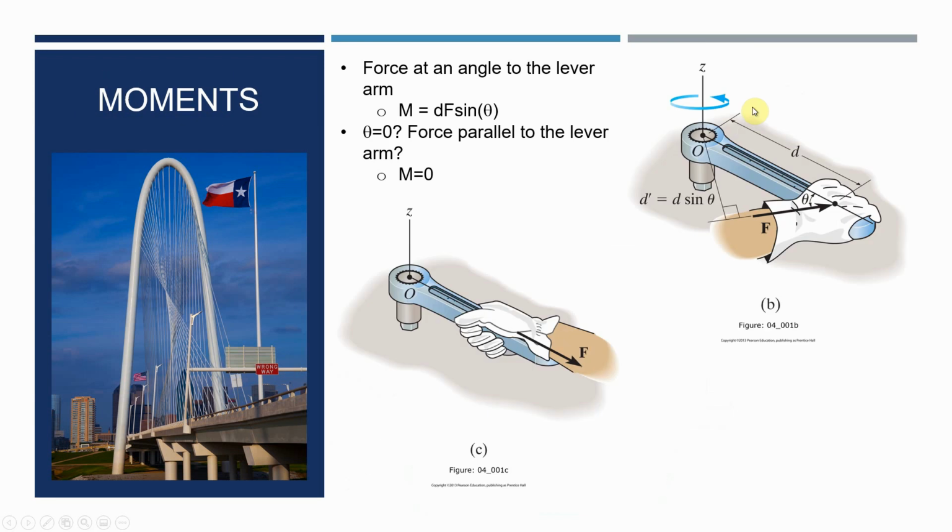Okay, let's keep going. If you're at an angle theta to the lever axis, this distance here is d sine theta. Here's the line of action of the force. You just take distance times force, which still gives you the magnitude. This goes into what I was talking about earlier. If the force is parallel to the lever arm, you'll have zero moment because theta is 0 degrees and sine of 0 is 0.